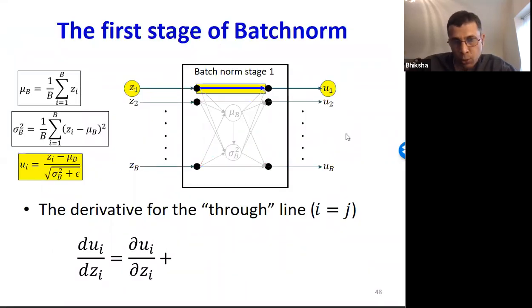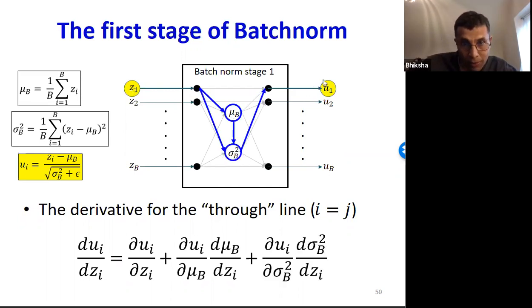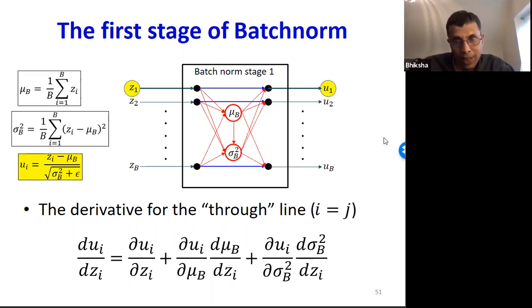Here it is. This is the first one, the partial of u with respect to z, which is the direct link. Then the derivative component contribution through the mu, which is the partial of u with respect to mu times the full derivative of mu with respect to z. And then the third one, which is the partial of u with respect to sigma squared, and then the full derivative of sigma squared with respect to z. Questions? Nothing on chat. Okay. I'm going to work this out, okay?